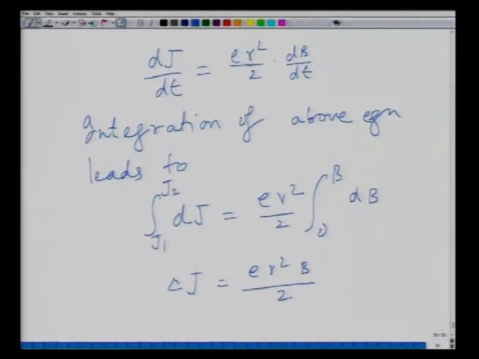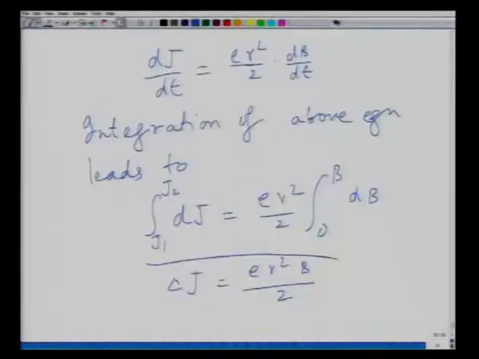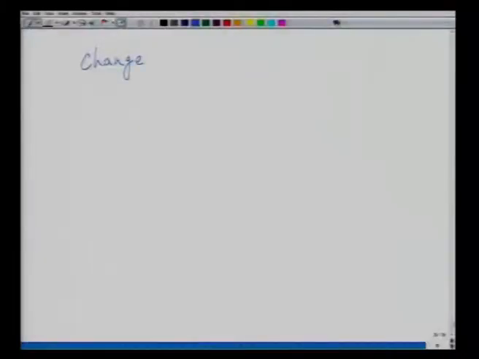This is the extra angular momentum which is provided to electrons when you apply this magnetic field. So, let us box this quantity, because this is an important expression. This extra momentum leads to a change in the magnetic moment, because we know that angular momentum is related to magnetic moment.